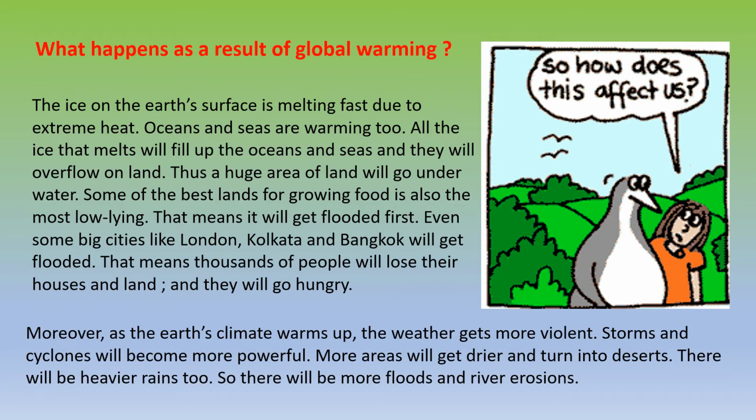Moreover, as the Earth's climate warms up, the weather gets more violent, storms and cyclones will become more powerful, more areas will get drier and turn into deserts. There will be heavier rains too, so there will be more floods and river erosions. Now let us see in our text of lesson 3 what happens in Bangladesh.